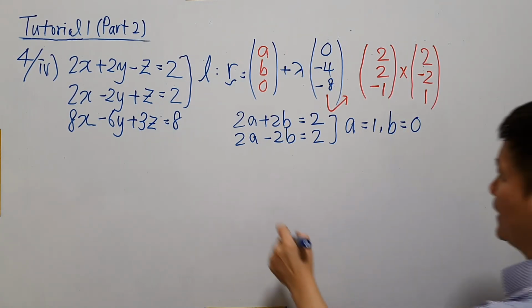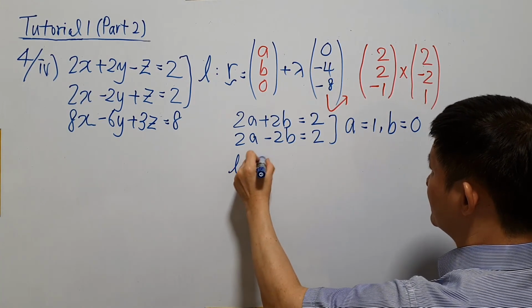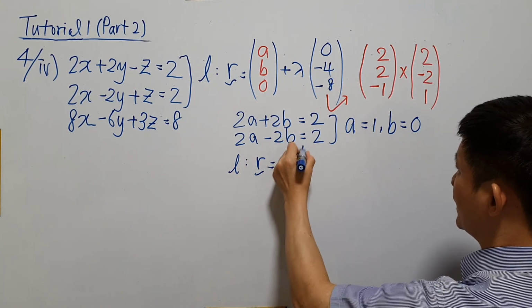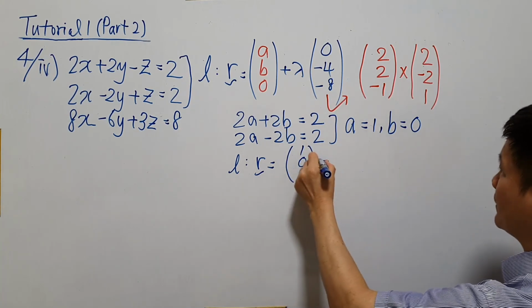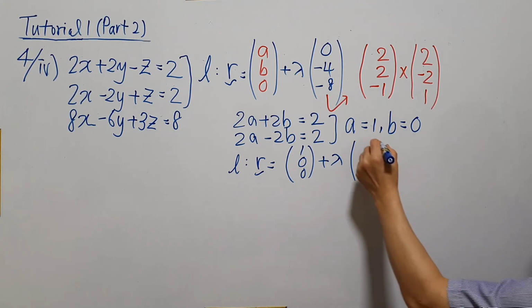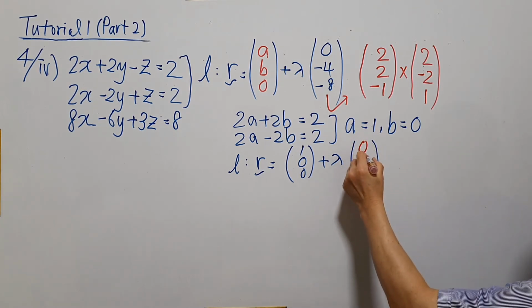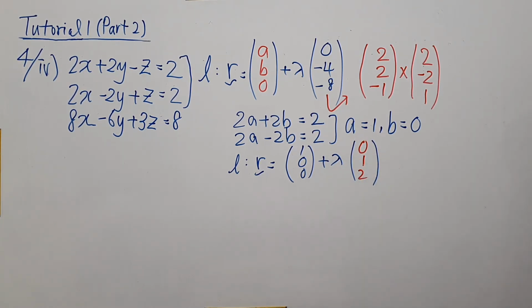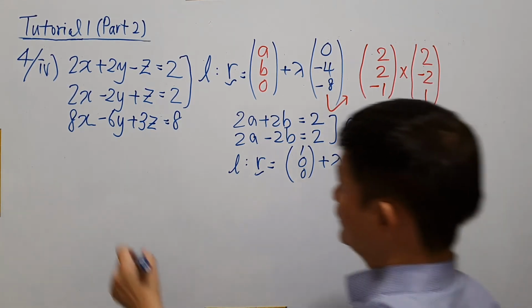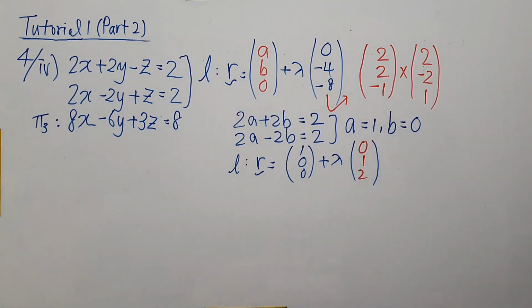So therefore my line L will be 1, 0, 0 plus lambda of, let's use smaller numbers. Remember, I like to use smaller numbers. Instead of 0, minus 4, and minus 8, I prefer to just use 0, 1, 2. Now that we have the line L, we want to check how it interacts with the third plane.